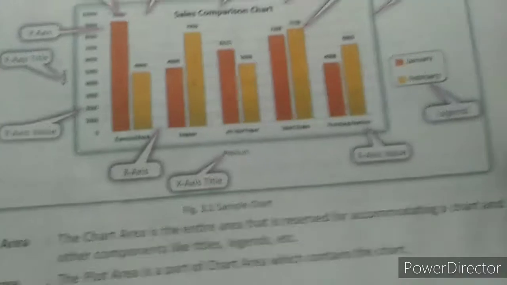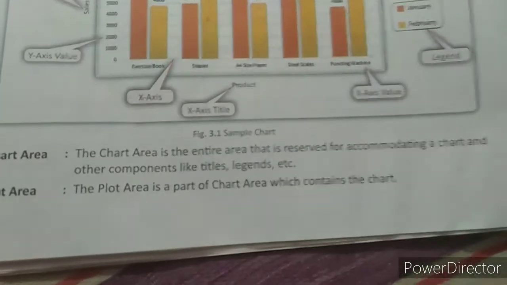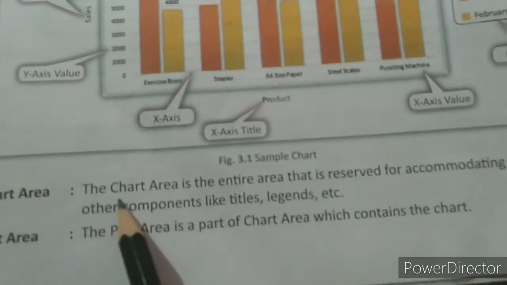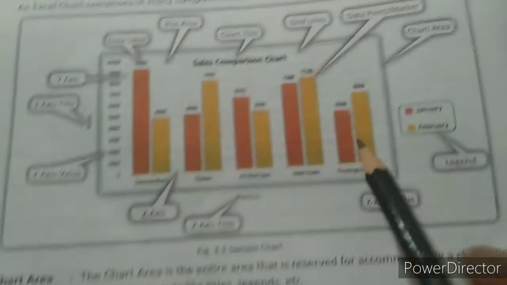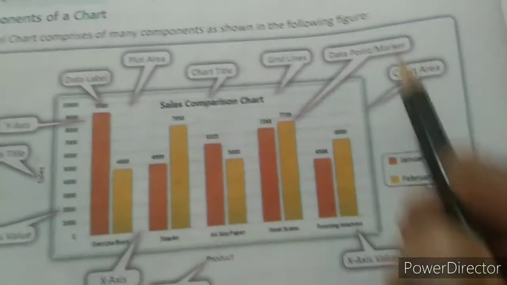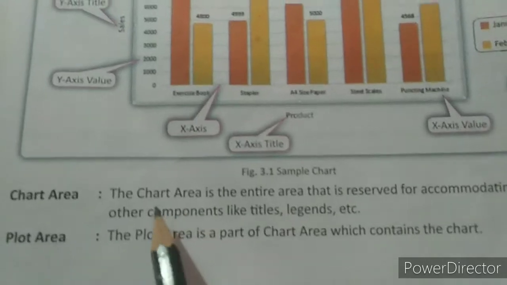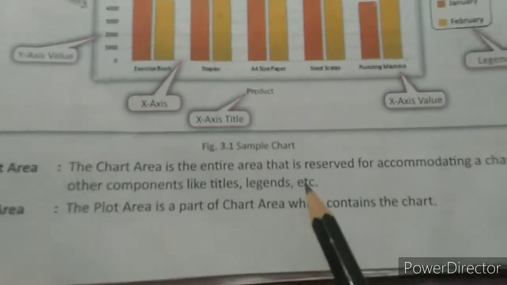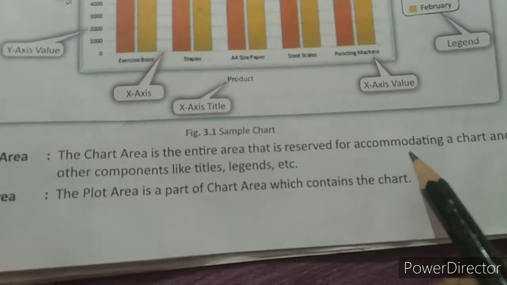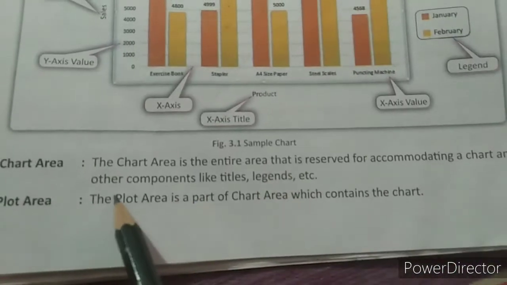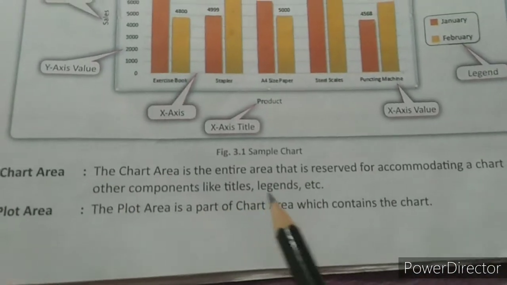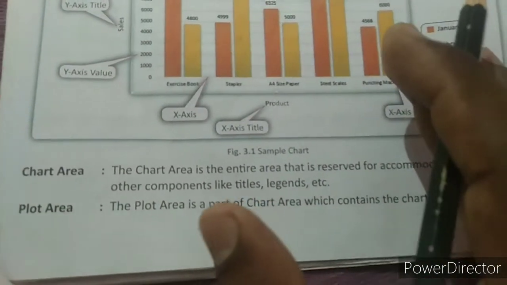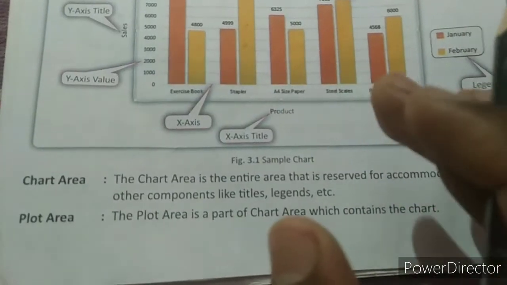Now we will read the definitions of these things. First, chart area. You can see this is the chart area, right? Then what definition will be given? The chart area is the entire area that is reserved for accommodating a chart and other components like titles, legends, etc. It means all the area in which the chart has been placed is known as the chart area, in which all the components of the chart are there.